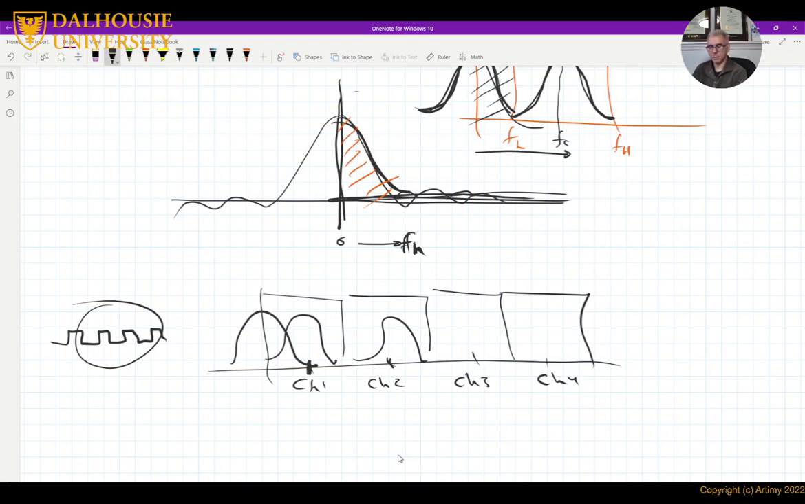And there are other reasons as well. For example, if I have an analog medium and I want to pass a digital signal, well, I have to convert the digital signal to analog using this modulation technique. So these are some of the reasons we are using modulation.